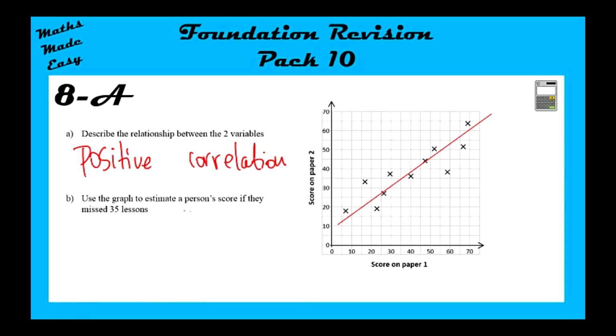And use the graph to estimate a person's score if they miss 35 lessons. That shouldn't say miss 35 lessons, that should say scored 35 on paper 1. So let's just imagine that's what it was. On paper 1, 35 is about here. So we go up from 35 until we hit our line of best fit. Then we go straight across from there, and I get 35 again. So depending on your line of best fit, you may have drawn it slightly different. You'll probably get something between 30 and 40, but remember to show your working out by going up and across.